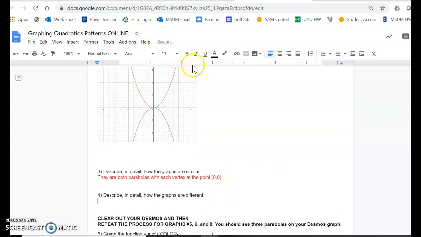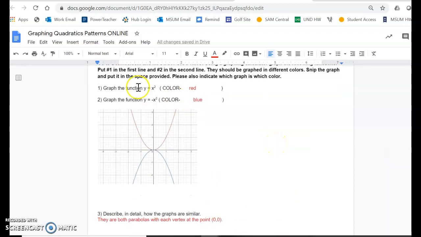Describe in detail how the graphs are different. Well, obviously one is opening up and the other one is opening down. So that might be what I write. I might say, well, the graph of the first function opens up, while the graph of the second function opens down. Perfect.